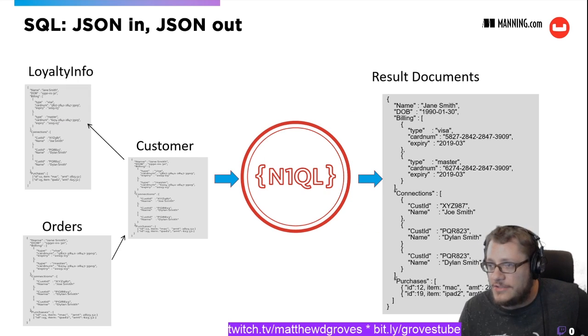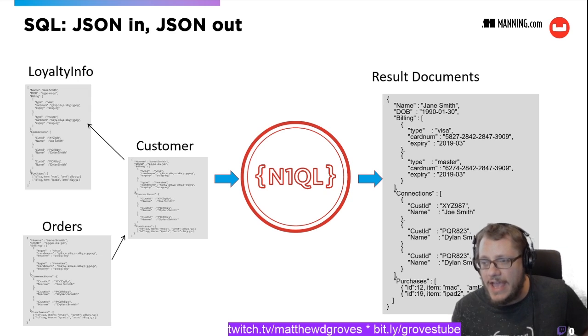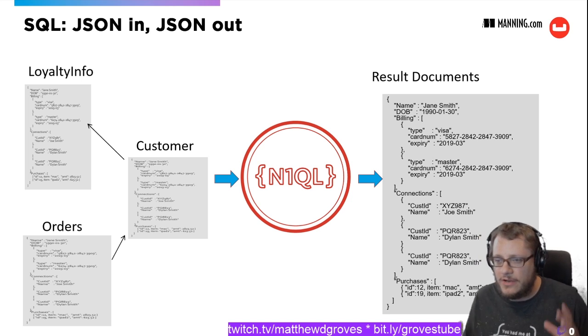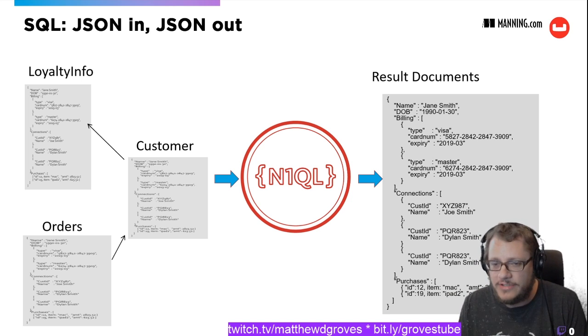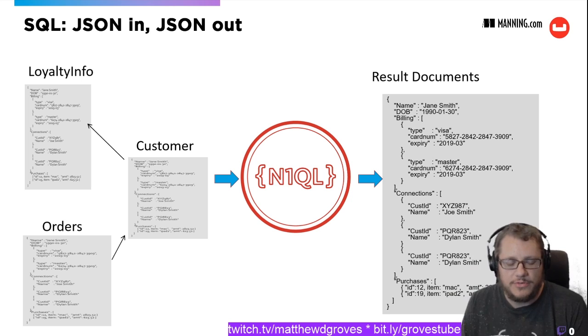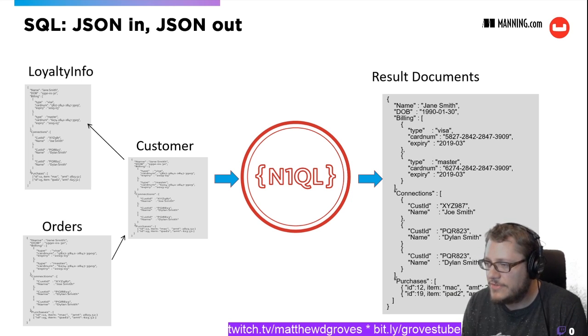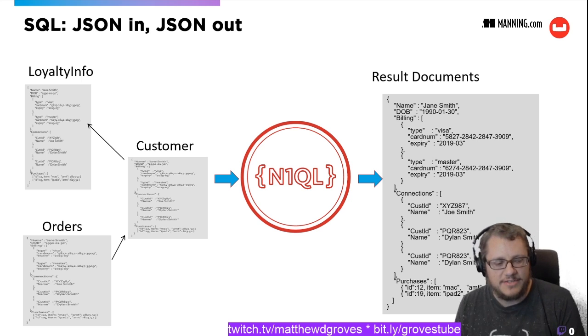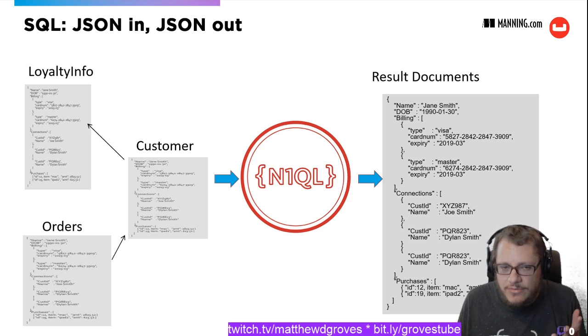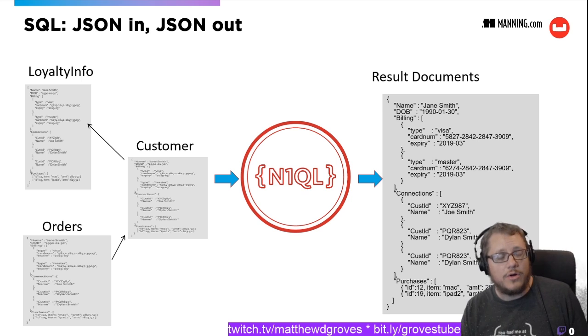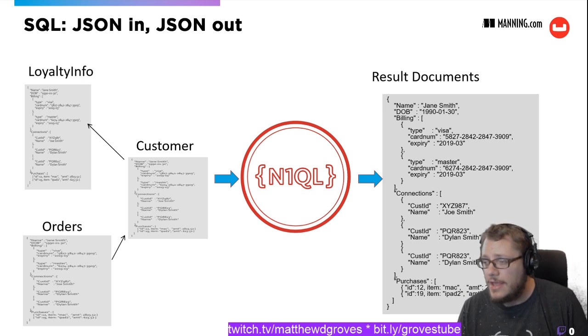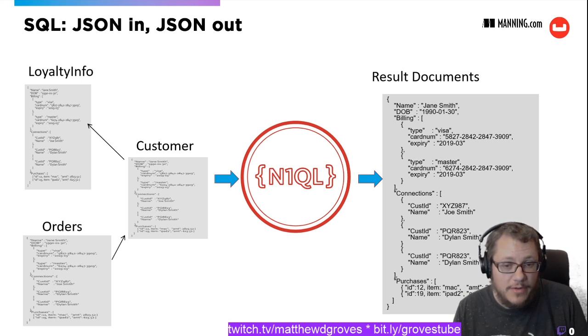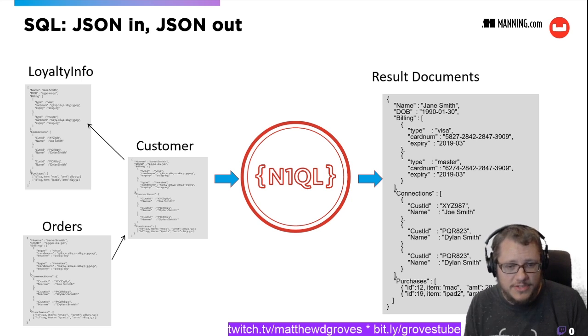For our SQL for JSON, instead of a bunch of little tables, we have these bigger aggregate documents here on the left. And we run those through a SQL query. Couchbase's version of SQL is called Nickel, N1QL. So if you're familiar with databases, SQL Server has T-SQL, Transact SQL, Oracle has PL/SQL, Couchbase has Nickel, N1QL.